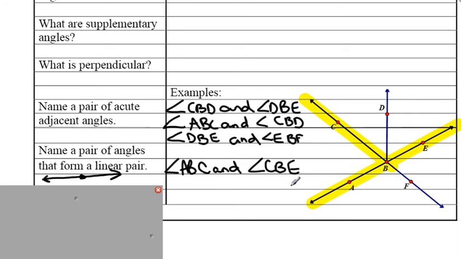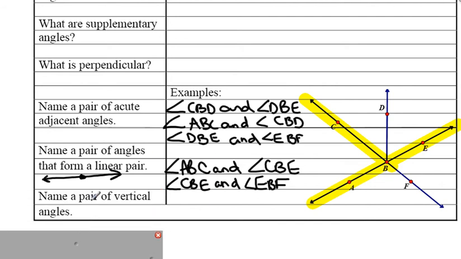So now I'd like for you to pause the video and see if you can come up with another pair of angles that form a linear pair. CBE and EBF, that's just an example that I came up with, but if you came up with something else, please raise your hand and let me know, and I'll be happy to check it for you.